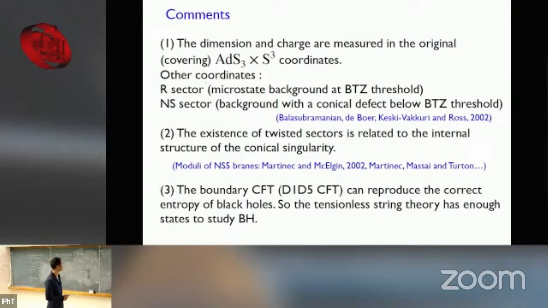And because we have an exact match between the D1-D5 CFT and the perturbative string in the bulk, and because the boundary CFT can reproduce the correct entropy of black holes, we hope this tensionless string theory has enough states to study black hole physics. Any questions?